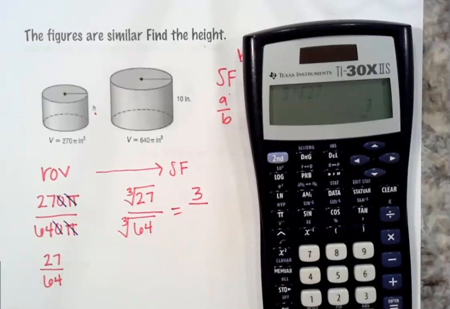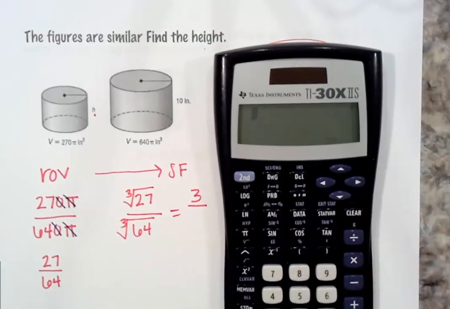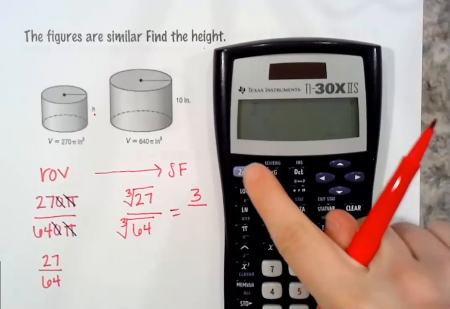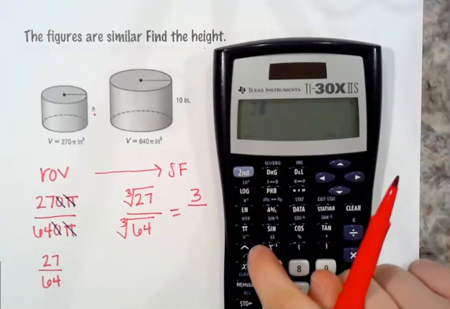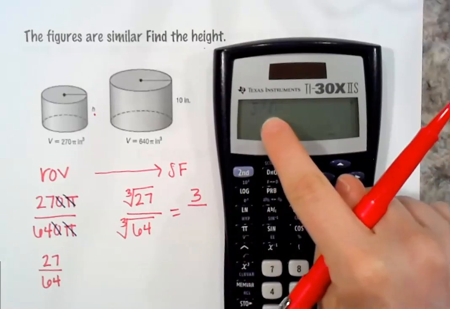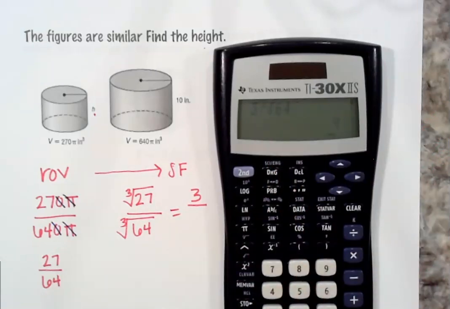Now let's try it again with 64. So again, since it's the cubed root, you're going to hit 3. And then you're going to hit second. And then the little up arrow, because we want the square root with the x right there. Perfect. And now we type in our number, 64, and we get 4.